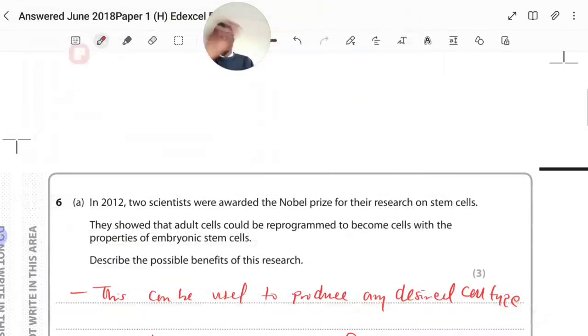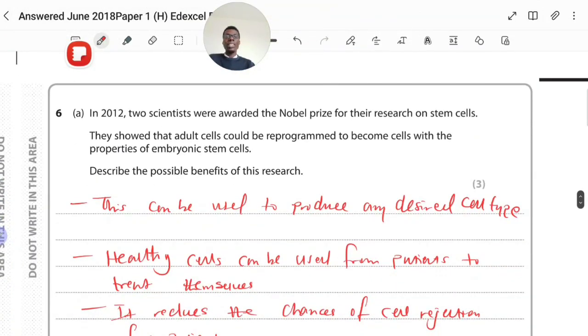Well, let's see how you do this. What's the advantage? The benefit is this can be used to produce any desired cell type. So say, for example, if somebody has an issue with his pancreas, you can use it to create pancreatic cells that will produce insulin.